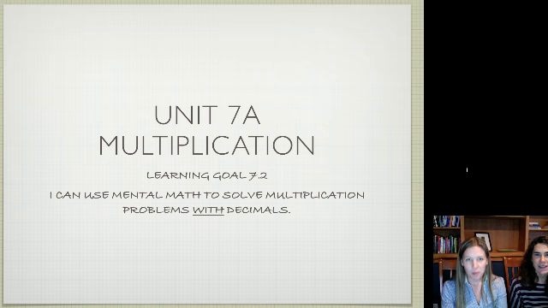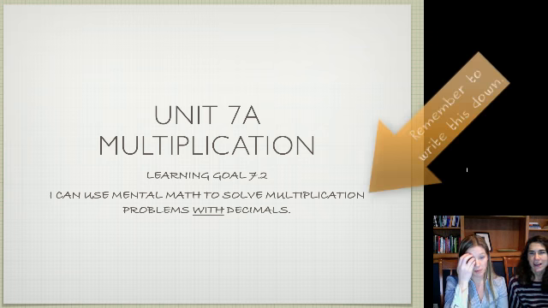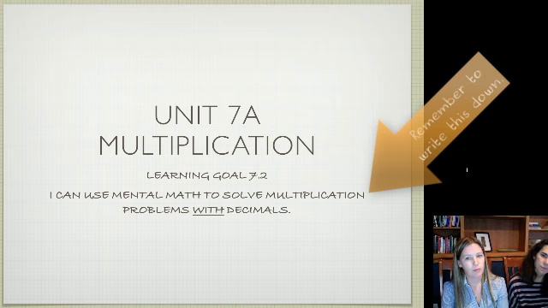So here we are, Unit 7A again, and now we're on to Learning Goal 2. This is all about mental math, solving multiplication problems with decimals this time. So make sure you jot that down on your fresh sheet of paper in your math journal, and we'll go from there.